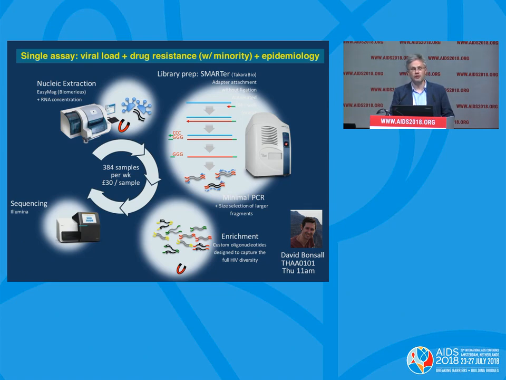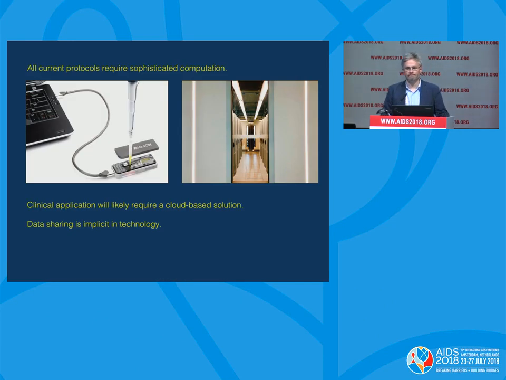The protocol has been optimized over a couple of years by David Bonsall, who will be giving a presentation at 8 a.m. The current cost is £30, or about $45 per sample, and it's a single assay which generates a viral load. It gives you the drug resistance data with all of the minority variants, including short minority haplotypes, and can be used for epidemiology. One of the things that's not talked about a great deal in next-generation sequencing is that the lab work is only about half of the work.